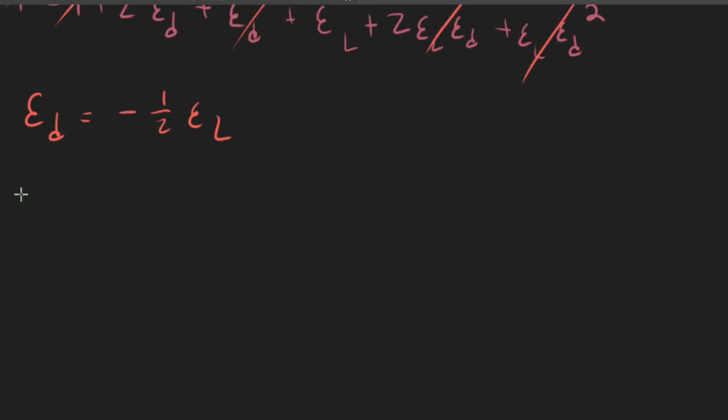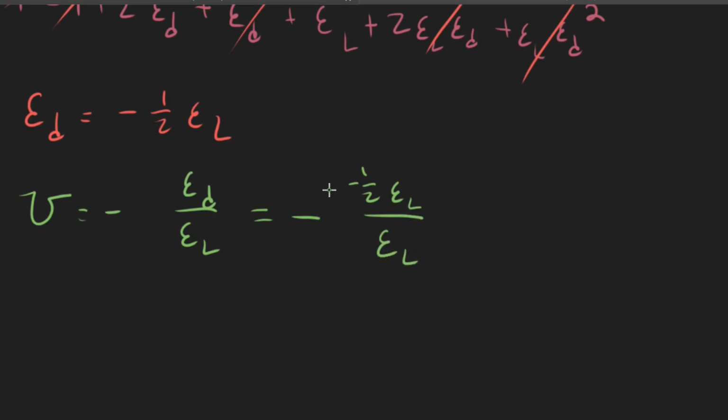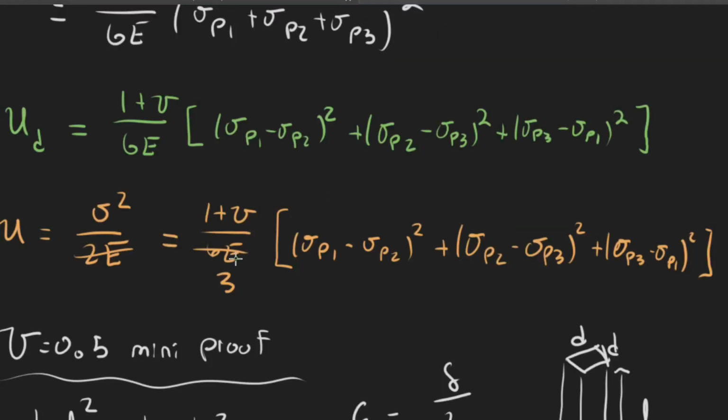Going back to the definition of Poisson's ratio, which is equal to negative epsilon D divided by epsilon L, if we substitute this in, we'll have negative times negative 1/2 epsilon L over epsilon L. Negatives cancel, epsilon L's cancel, and we're just left with 1/2. So coming back up here, we're going to have 1 plus a half, which is 1.5, divided by 3, which means that this whole coefficient out front is just going to become 1/2.